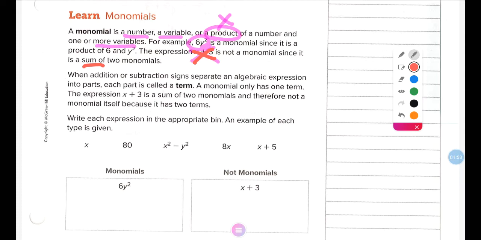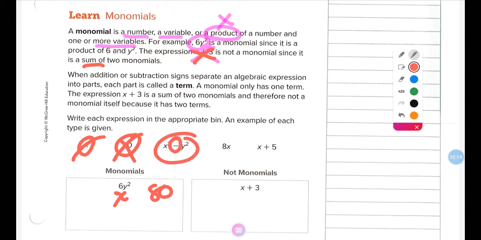Now they want you to practice the content you just learned. Write each expression in the appropriate bin. An example of each type is given. So x, where should x go? Is it a monomial or is it not a monomial? That's a single thing, and it's a monomial. 80 is a monomial, binomial, or a product? No, that is not a monomial. It goes in the binomials. x squared minus y squared, because of that little minus sign, goes over there.